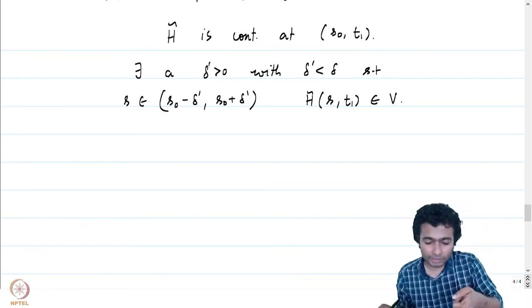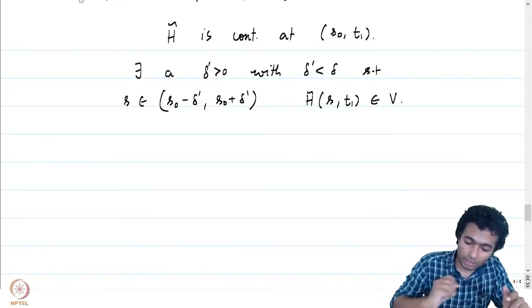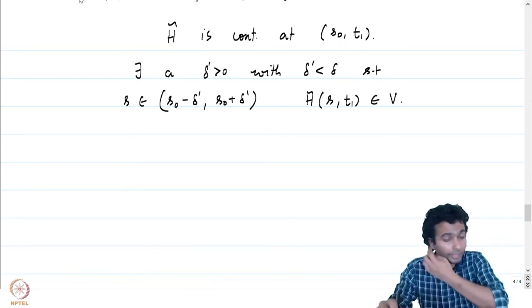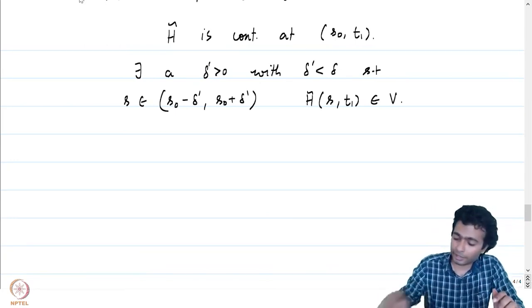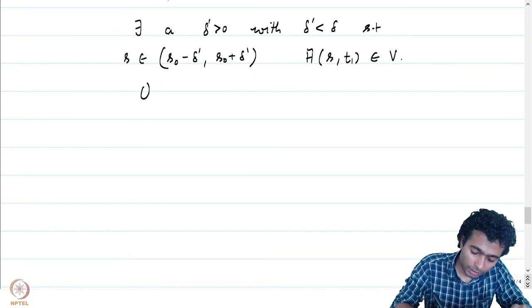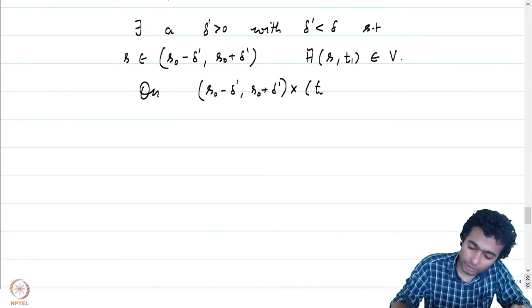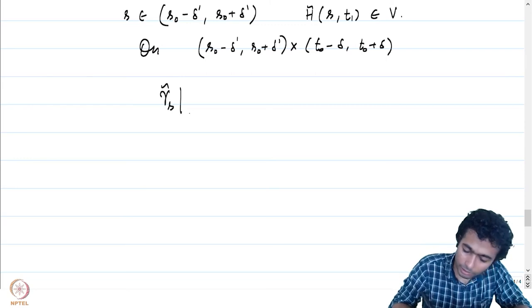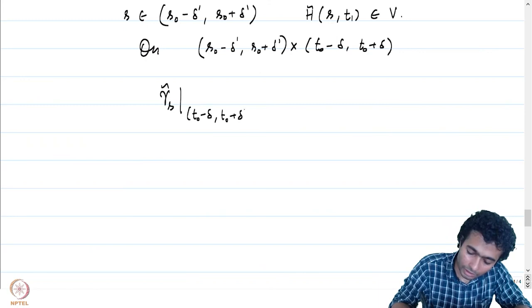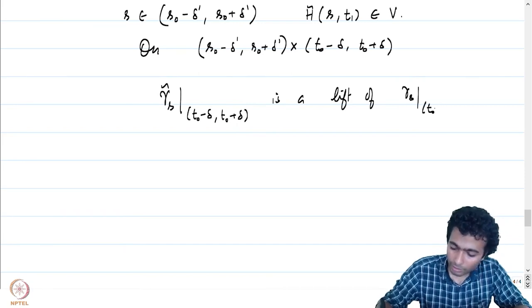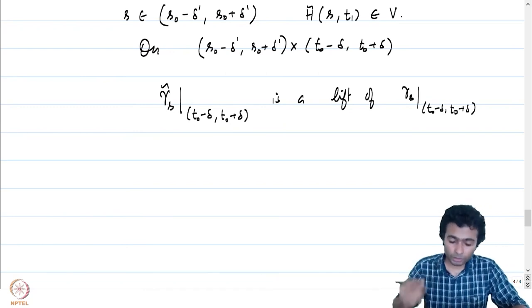Notice that we have crucially used the fact that h tilde is continuous at the point (s naught, t1), and also the fact that h tilde of (s naught, t1) belongs to V, and that is the reason we have one such delta prime. You pick a delta prime less than delta, and it will be clear why that is being done. Now, consider (s naught minus delta prime, s naught plus delta prime) cross (t naught minus delta, t naught plus delta). Gamma s tilde restricted to (t naught minus delta, t naught plus delta) is a lift of gamma s restricted to (t naught minus delta, t naught plus delta). Also, we have one more lift.